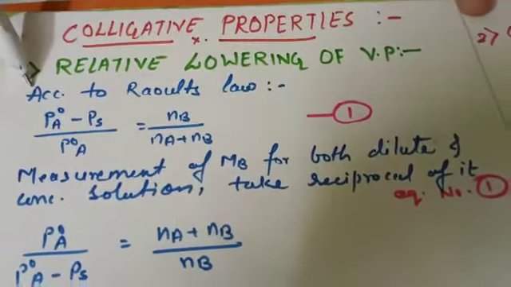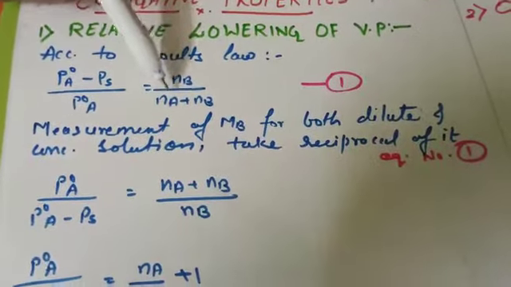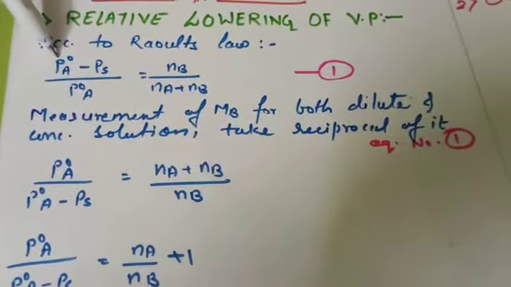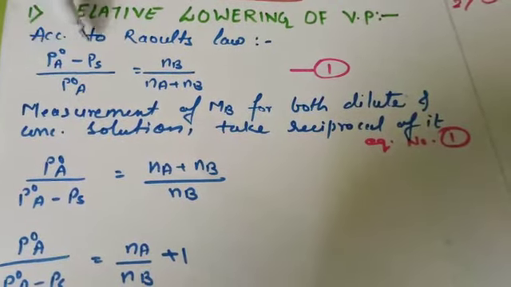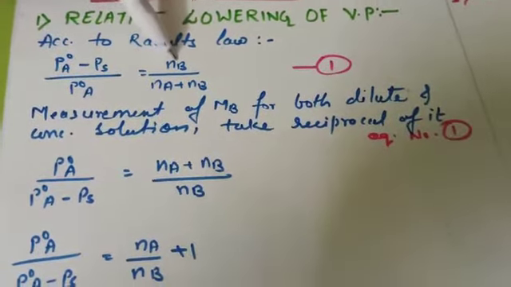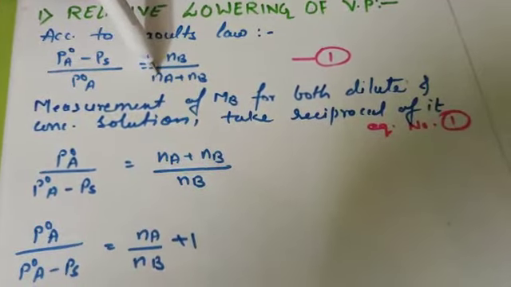From Raoult's law we have already derived that (P°A minus Ps) upon P°A equals Nb upon (Na plus Nb), whereas P°A represents the partial vapor pressure of pure component A, whereas Ps represents the partial vapor pressure of the solution. Nb represents the number of moles of solute, whereas Na represents the number of moles of solvent.